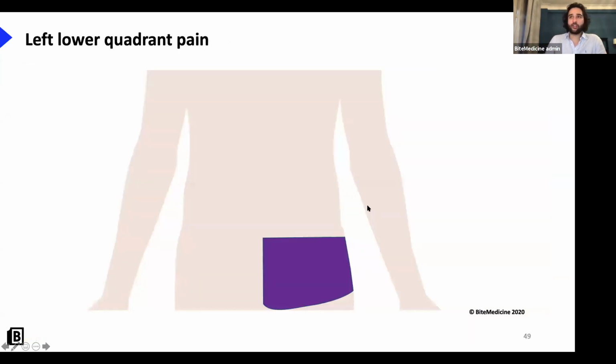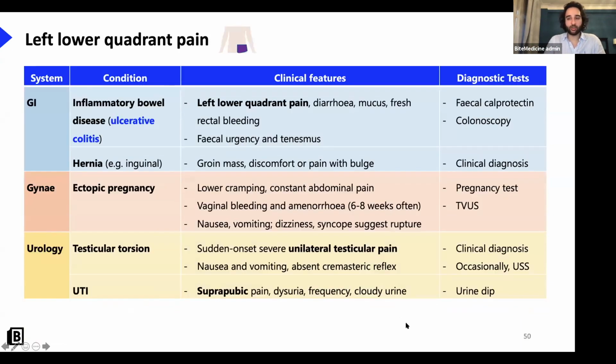And also suprapubic pain, and testicular pain, all kind of mashed up in there as well. Let's think about left lower quadrant pain. Now, once again, the good thing is that common things are common and emergencies are emergencies, and what can cause symptoms on the right often can cause symptoms on the left as well. So things like hernias can be on either side, ectopics can be on either side, torsions can be on either side, and UTI, I've put it under both because it often causes suprapubic pain, which is in the middle of both of those quadrants.